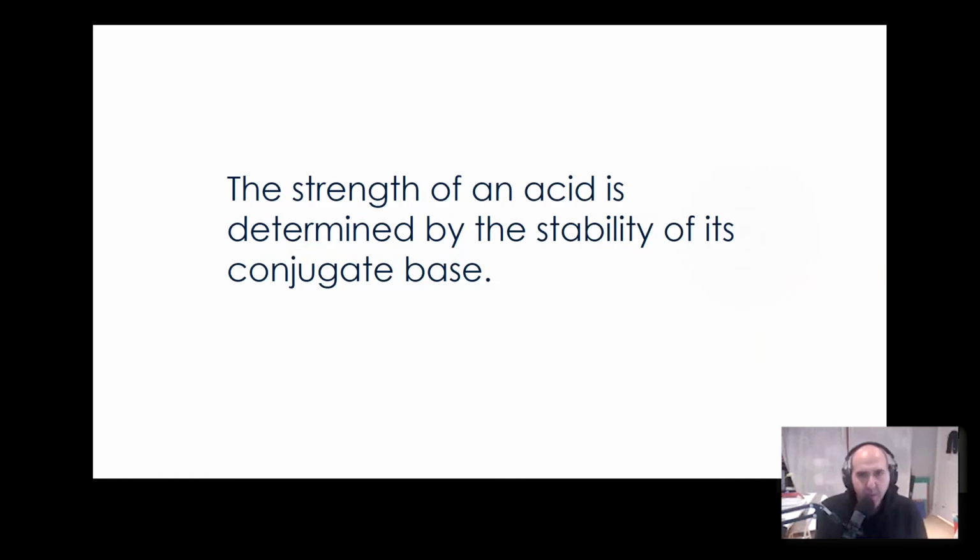This phrase here is the most important takeaway from this subject, all right, which is: the strength of an acid is determined by the stability of its conjugate base. So what that means is that when we are trying to figure out, based on the structure of a compound, why it is an acid or why it is more acidic than another compound, we actually don't look at the acid itself. We have to look at its conjugate base.